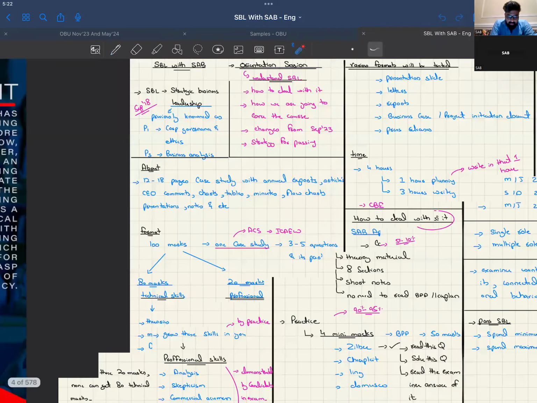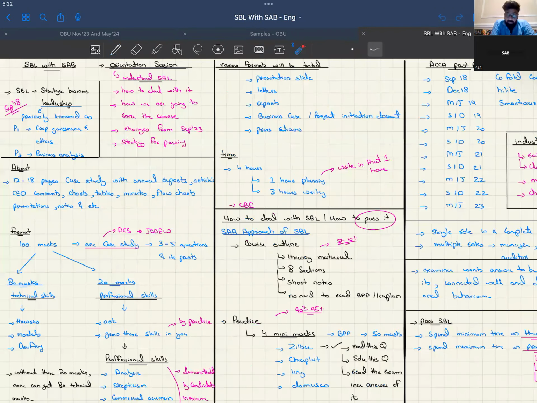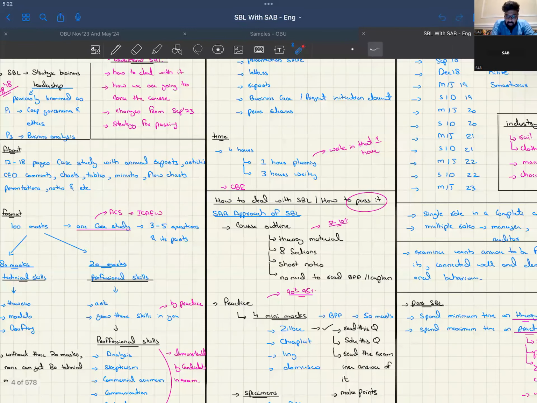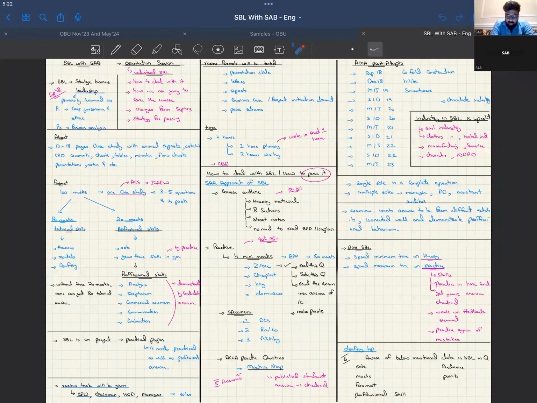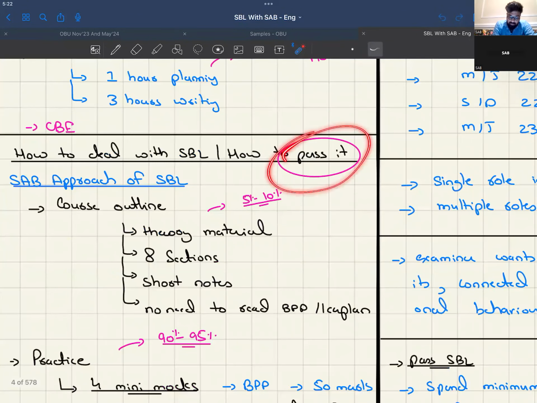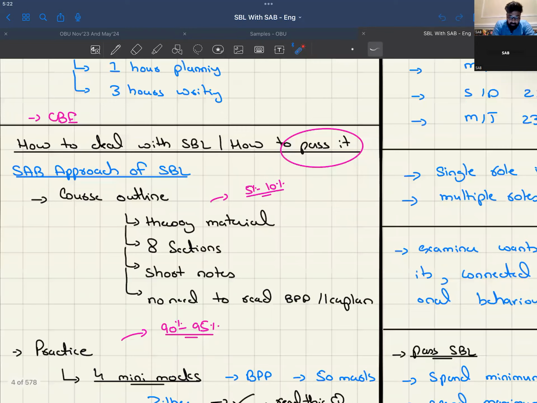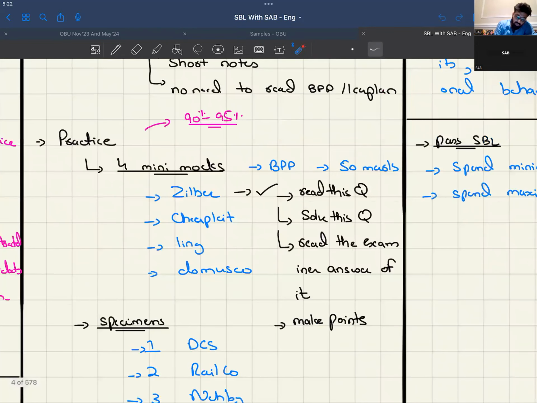In the last class, we covered professional skills and formats, right? So this was a brief intro of SBL. And since we are following the approach of how to pass it, we are doing practice, for which we have done the mini mocks: Silver, Chipkit, Link, and Domoscope. So we have completed these.